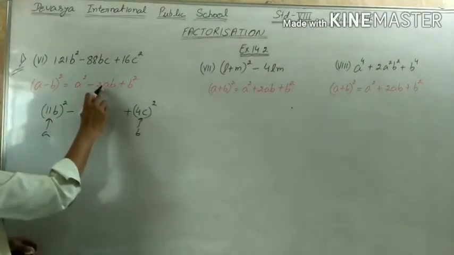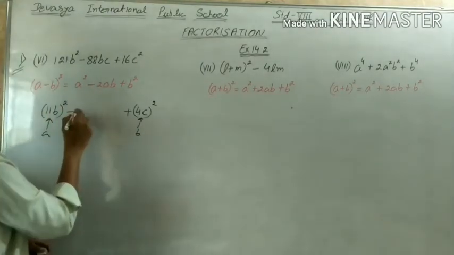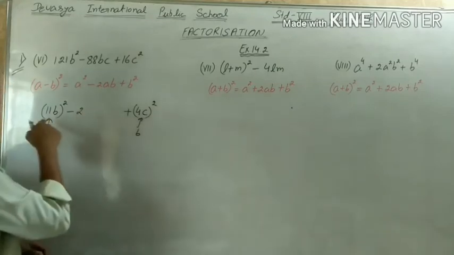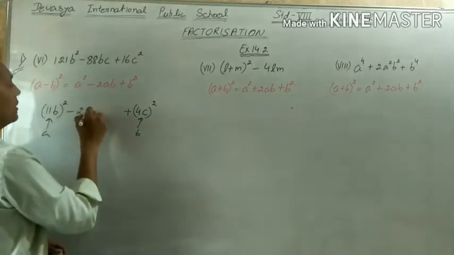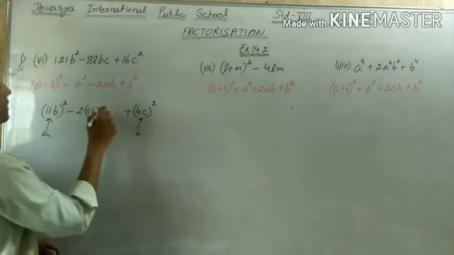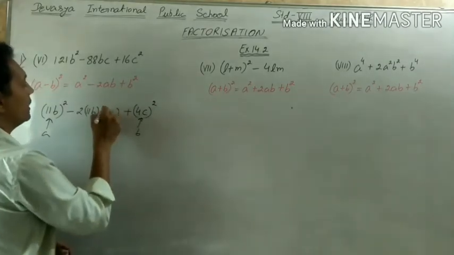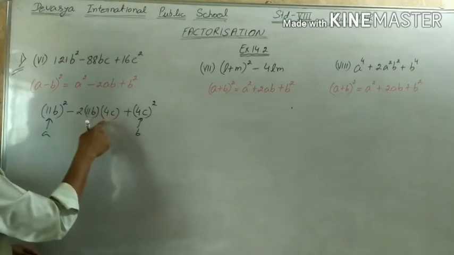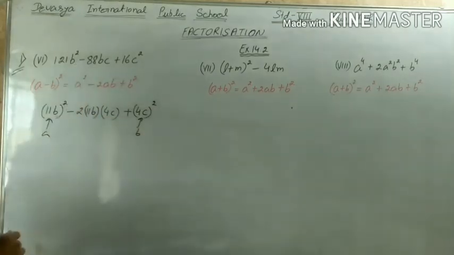And the middle term should be in this format, 2 into a into b. So 2 into a. What is the a? 11b. What is your b? This is 4c. When you multiply 2 into 11b into 4c, you get 88bc.